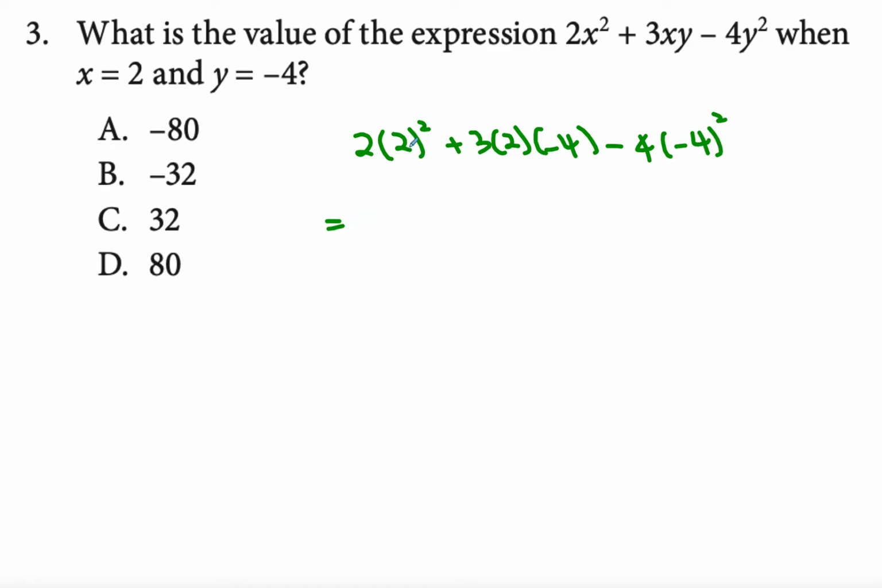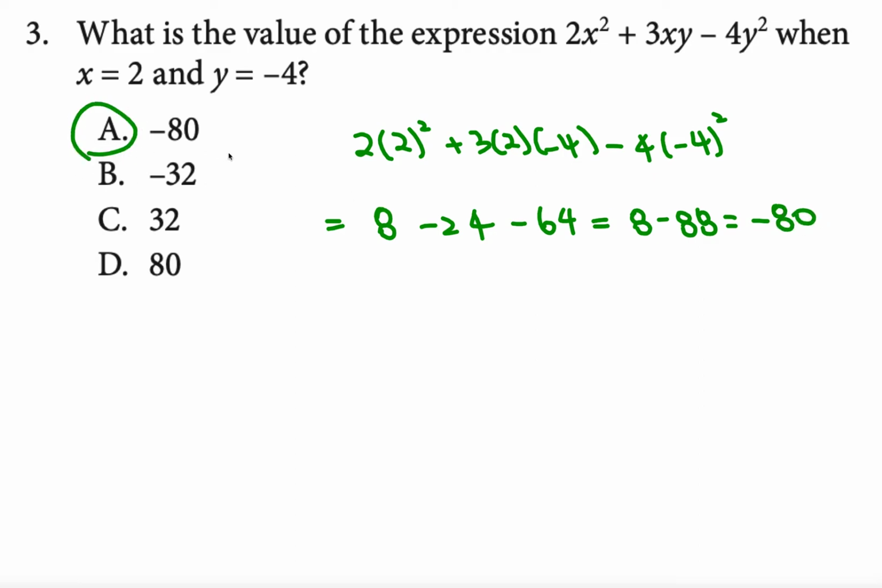So first one is 2 squared becomes 4, and then multiply that by 2 becomes 8. How about the second one? 3 times 2 becomes 6, but 6 times negative 4 becomes negative 24. Lastly, we have negative 4 multiplied by negative 4 squared. So negative 4 squared becomes 16. So 16 times 4 becomes 64, but the total sign becomes negative. So we have negative 64. And this is the same thing as 8 minus 88, which becomes negative 80, which is choice A, the answer. All right, let's move on to the next question.